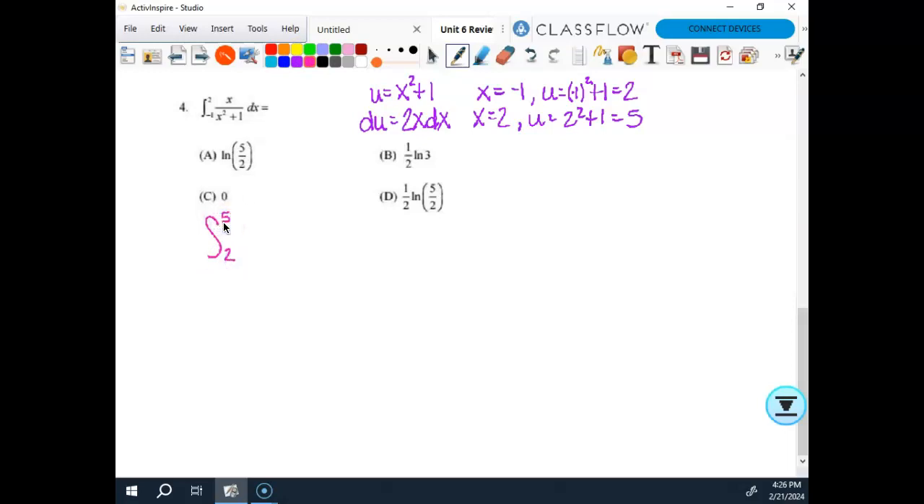All right, my du was 2x dx. So that means I need a 2 in here and a 1/2 out here. So that's a 1/2 out here. And all that will be taken care of with the du, which means I just have u right here.